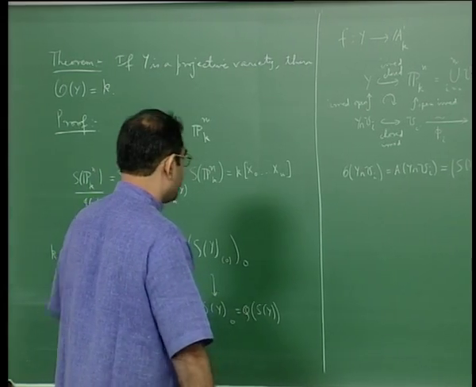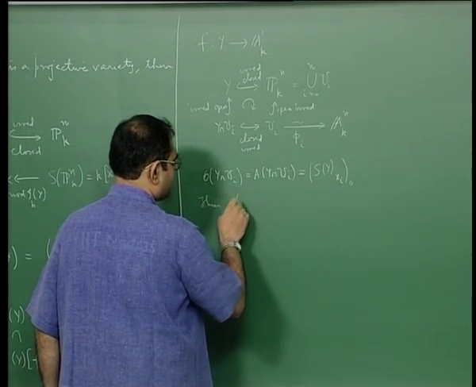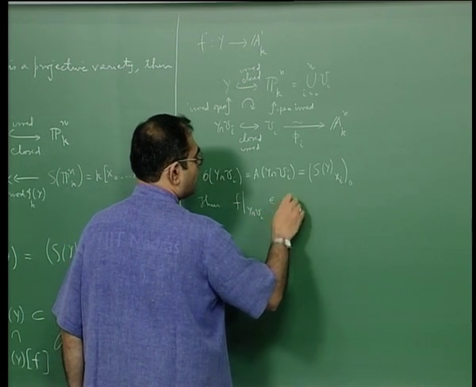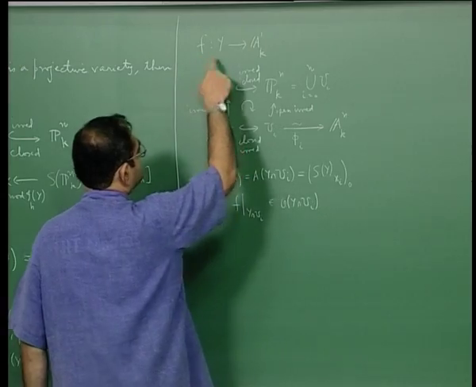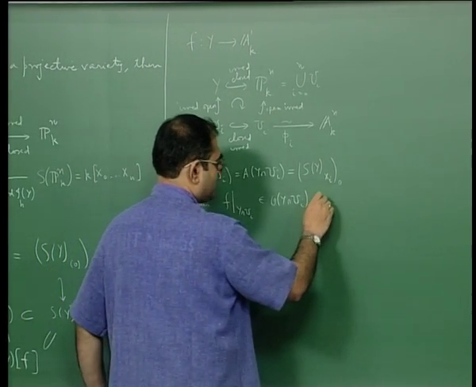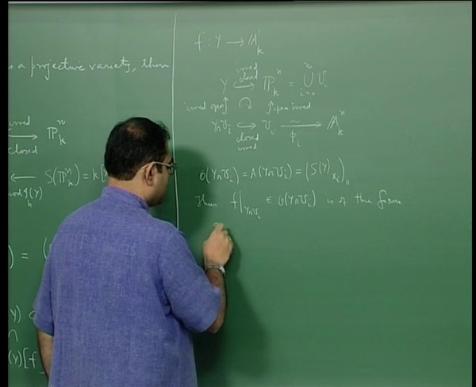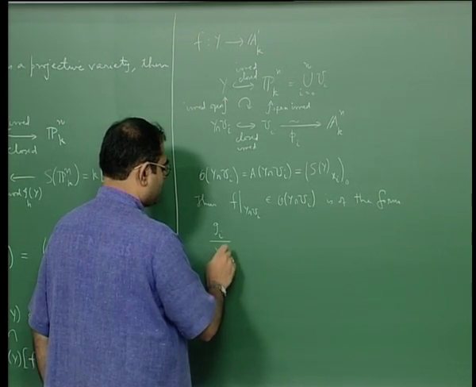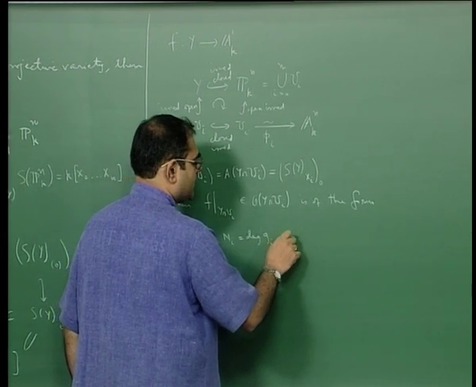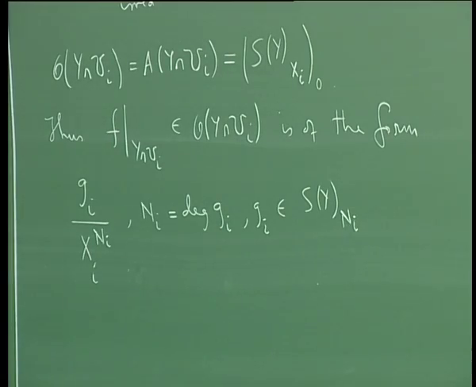So now what you should realize is that if you take f and restrict it to y intersection ui, this will belong to O of y intersection ui, because you take a regular function and restrict it to an open set, you will get a regular function. All right, but O of y intersection ui is this. So this implies f is of the form, well, it's an element here, so it will look like gi divided by xi to the power of ni, where ni is equal to the degree of gi, gi belonging to Sy sub ni. This is the homogeneous part of degree ni in Sy.